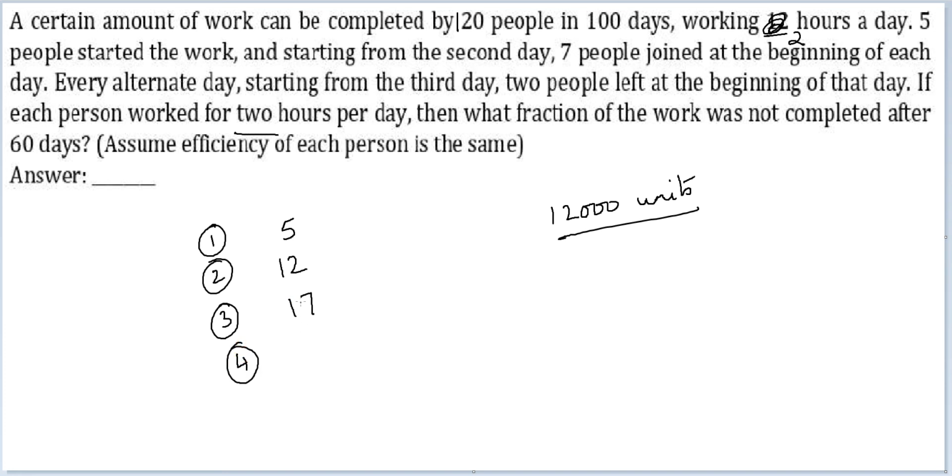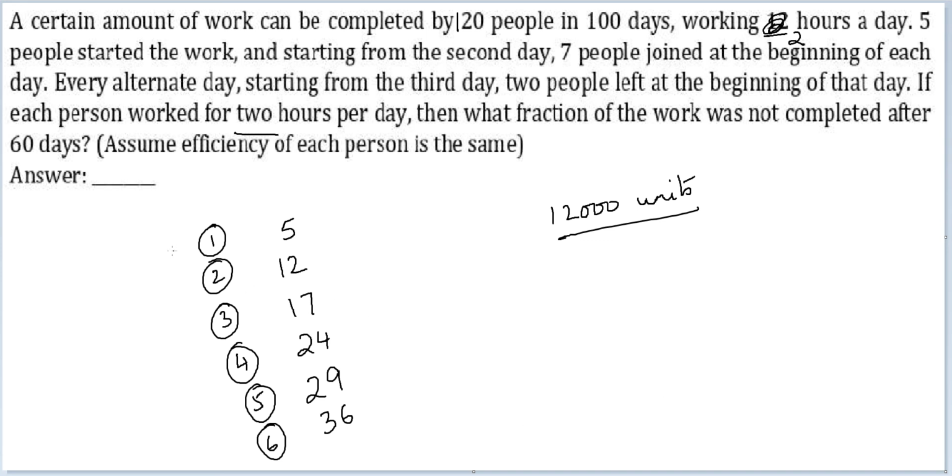On day 4, again 7 people joined, so 24. On day 5, 7 people joined, 2 people left, so 29. On day 6, again 7 people joined, 36. So on and so forth. This would keep on happening till the 60th day.